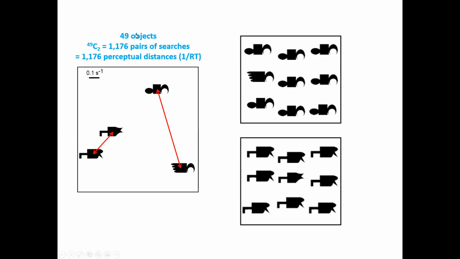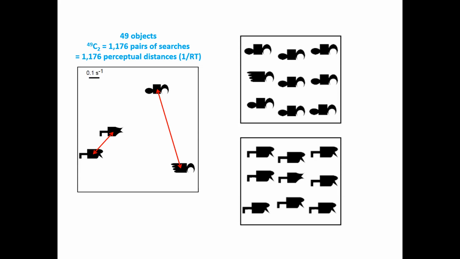We've taken 49 objects, so you have 49 choose 2, which is 1,176 pairs of searches. And from these 1,176 pairs of searches, I can estimate the perceptual distance for 1,176 observations, right? These are all pairs of objects which are present in this set. So now I can measure all these perceptual distances.